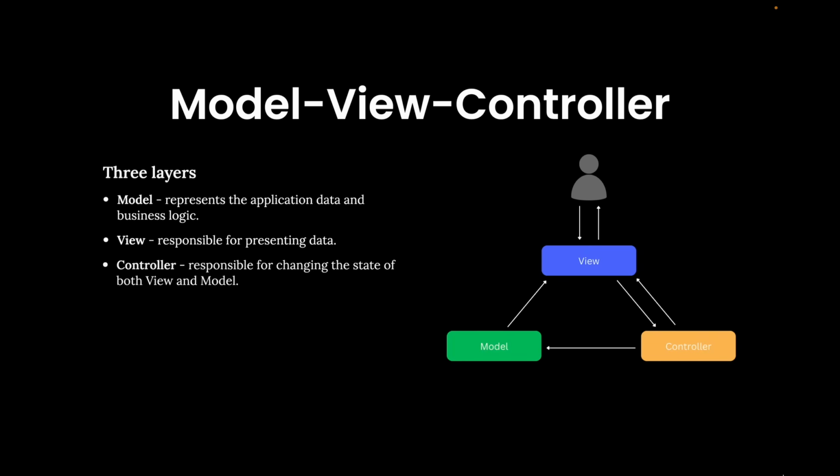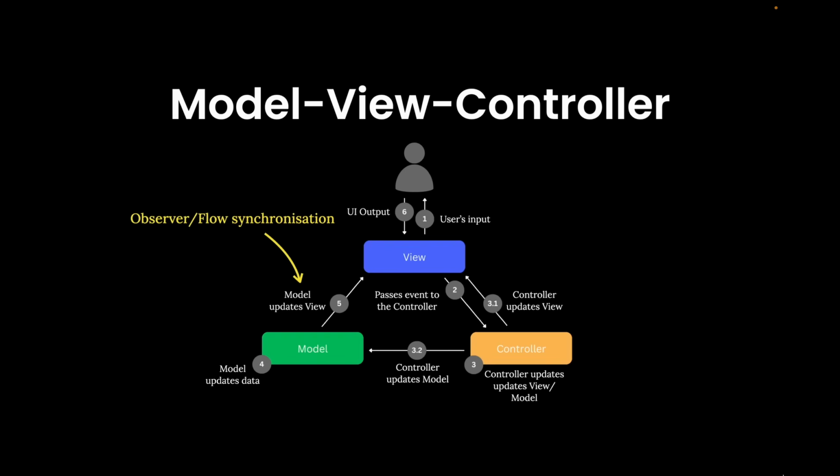The controller acts as a bridge between model and view. It handles user input, updates the model, and tells the view what to display. Let's walk through an example of MVC workflow. Step 1. User input. This is where everything starts.